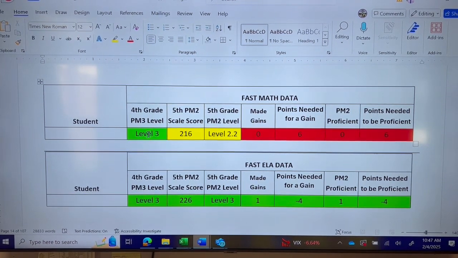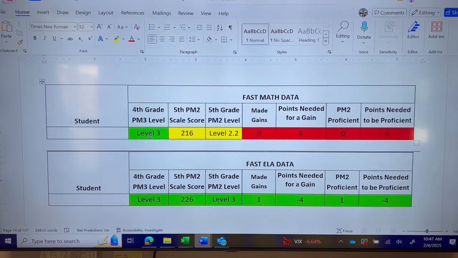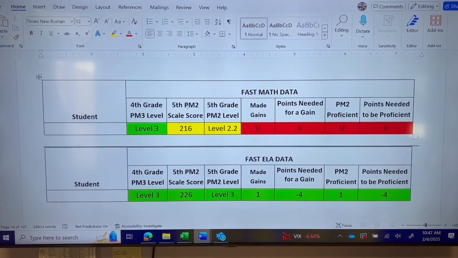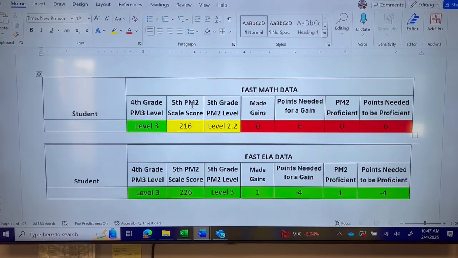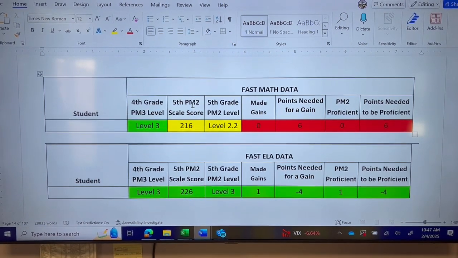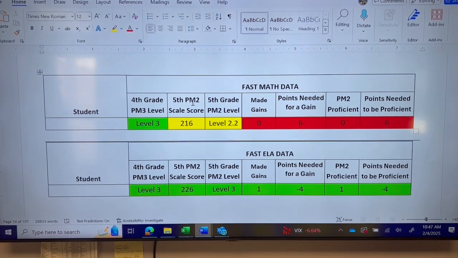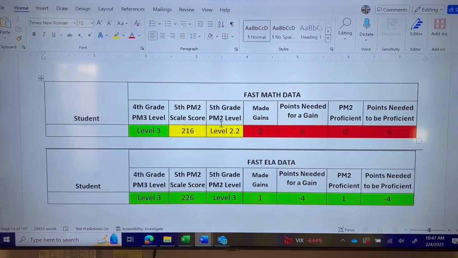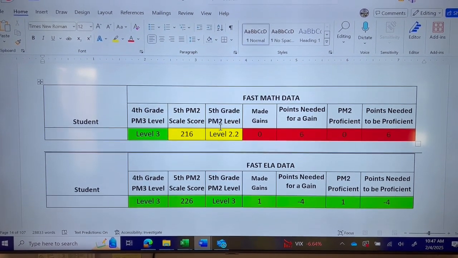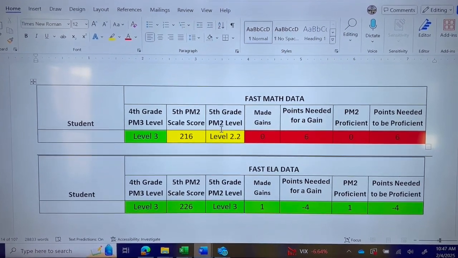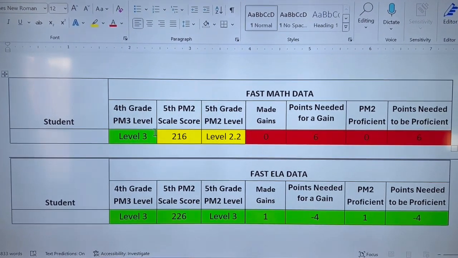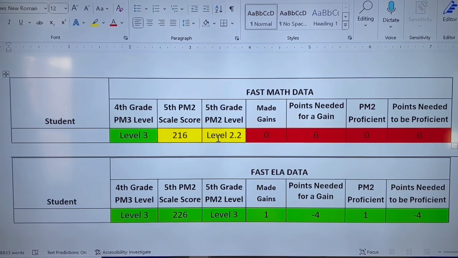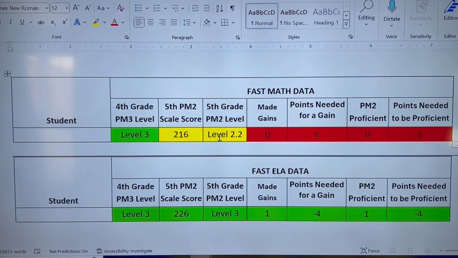The first column is how that student did in 4th grade at the end of the year, which is PM3. The second column is how that student did for scale scores PM2, so we know what their score was in the middle of the year. The next column is their achievement level in PM2, so where are they sitting in the middle of the year? So if you notice in this example, in math, this student achieved a level 3 in 4th grade, and sitting in the middle of the year is at a level 2.2.